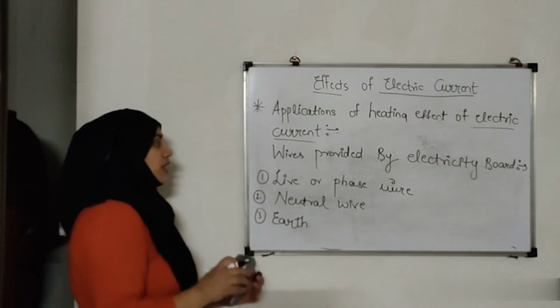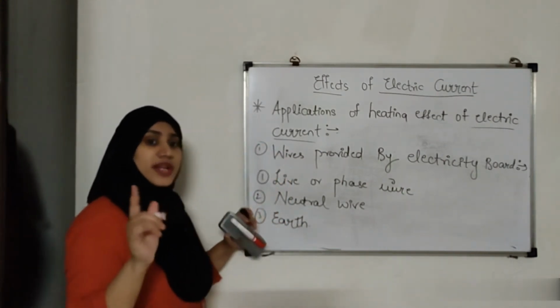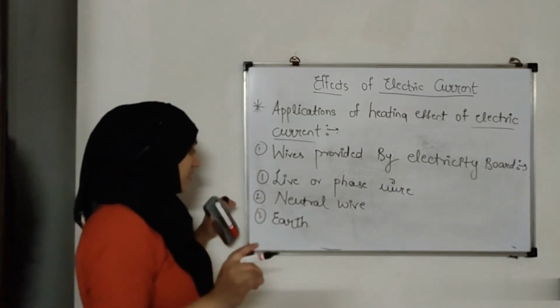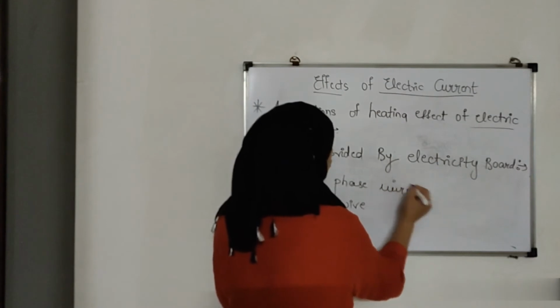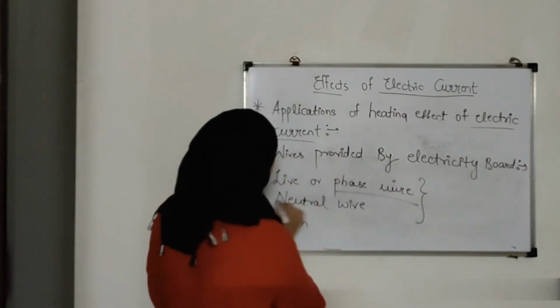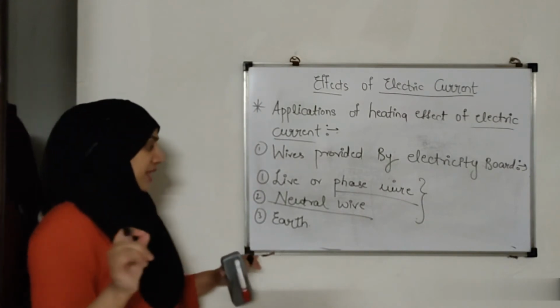Fine. Now, after this, suppose I am taking my electric appliance. Across my electric appliance, which wires would be attached? Across the electric appliances, we'll have these two wires attached. Phase wire and the neutral wire are attached across the electric appliances.